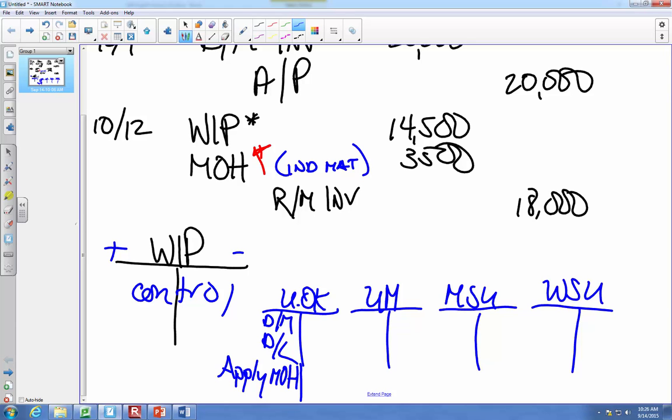Why do I not have the actual overhead in the University of Oklahoma account? It fluctuates. I got a $10,000 property tax bill this month. Do I absorb that all in my 30 jobs to University of Oklahoma? Heck no. I need to spread that out over the year, don't I? That's why we have this rate.